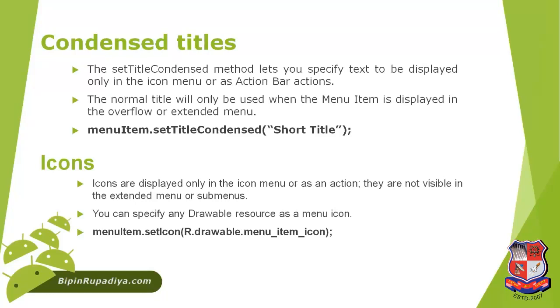What happens then is that the icon will come on the left side and then the text will come. And when you set this item as an action of your action bar, the icon will display as a part of that action bar. So that is how you can set icons on the menu item.